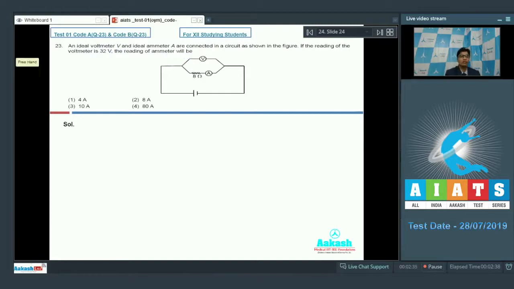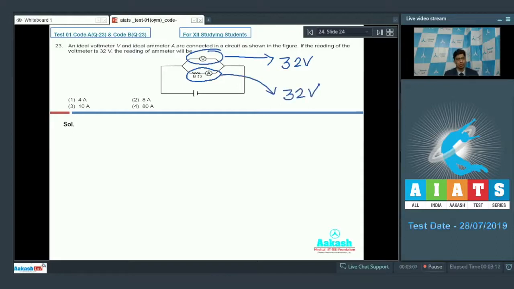Now dear students, we know that in a circuit when two elements are connected in parallel, the potential difference across the elements is same. For example, in this circuit, this voltmeter and this 8 ohm resistance along with the ammeter are in parallel. As per the question, the potential difference across the voltmeter is equal to 32 volts. Similarly, the potential difference across this arm should also be equal to 32 volts.